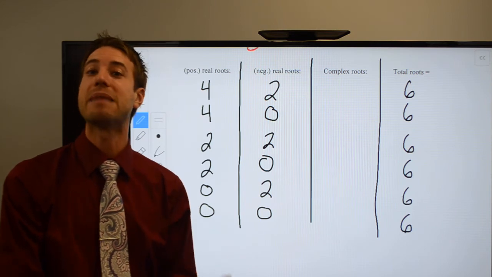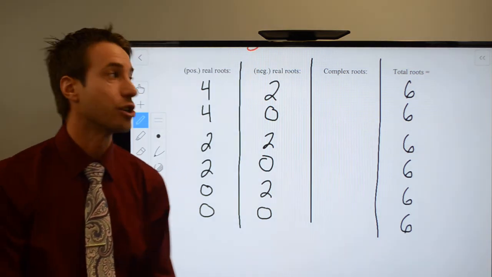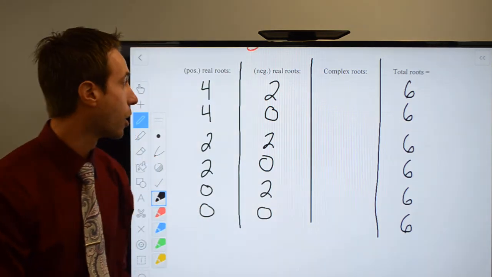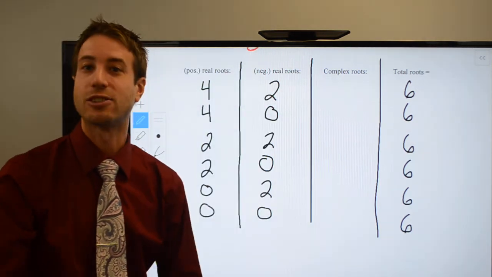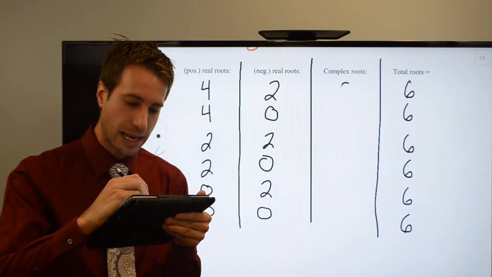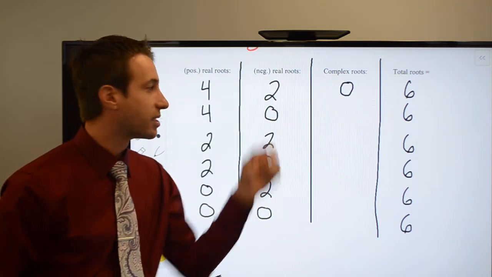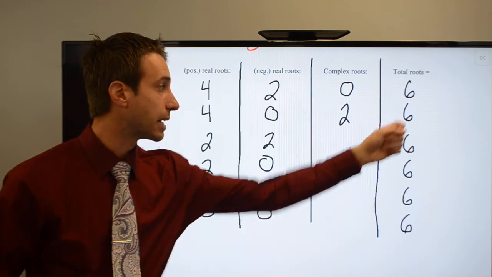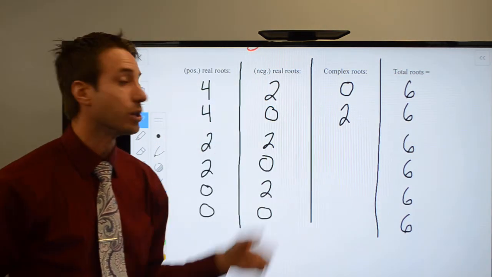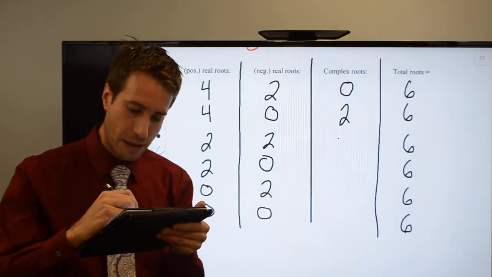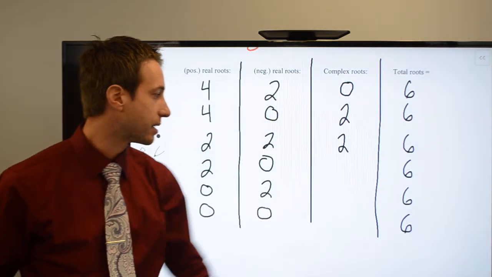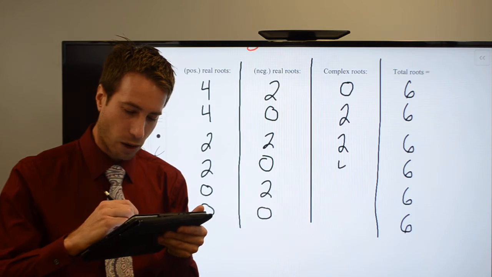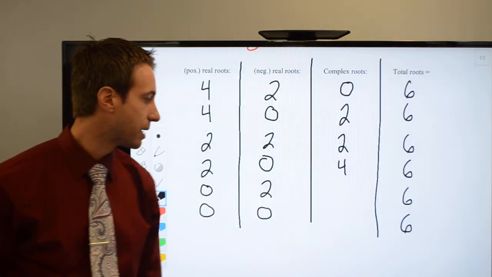So how do we make up the difference? Well, you make up the difference with imaginary zeros. So 4 plus 2, that's already 6. I don't need any imaginary. 4 plus 0 is 4, so I need 2 imaginary zeros to get me to 6. 2 and 2 is 4, so I need 2 imaginary zeros to get me to 6. 2 and 0 is 2, so I need 4 imaginary zeros to get me to 6.